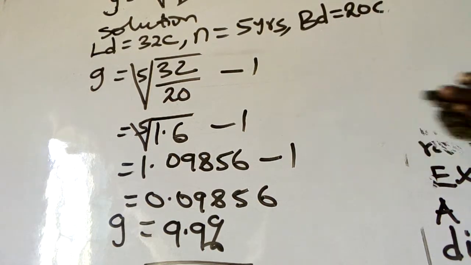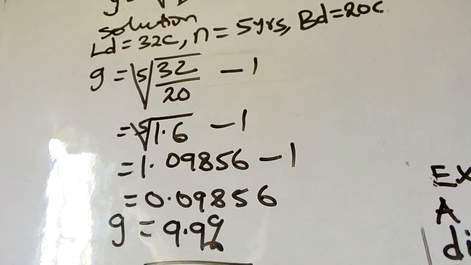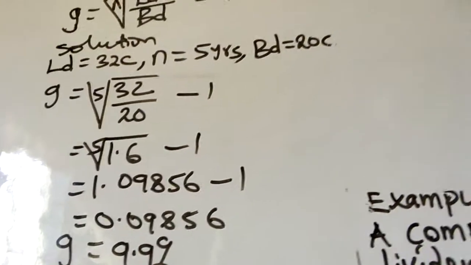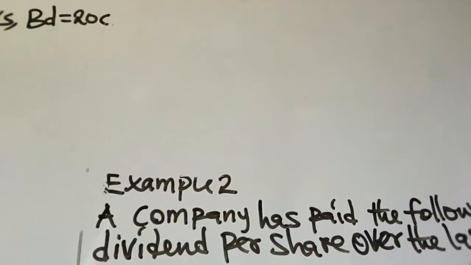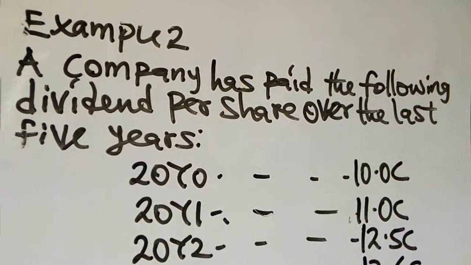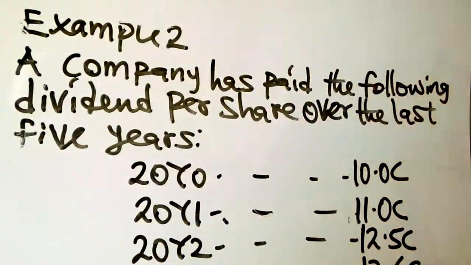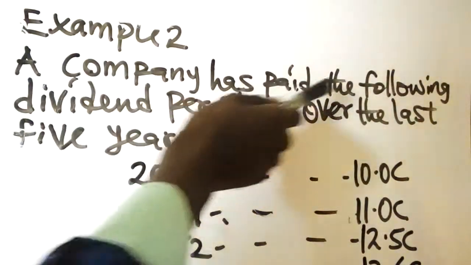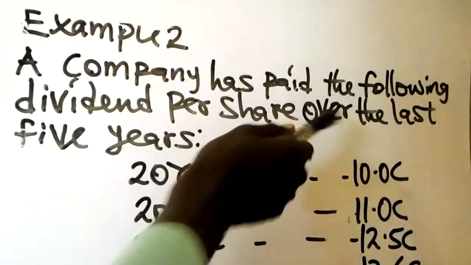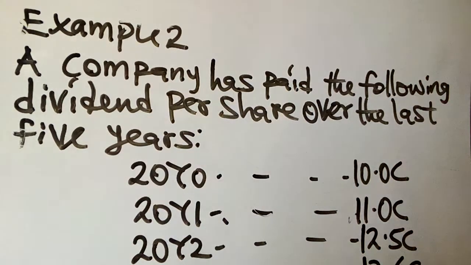We want to take another worked example. Example 2. You were told that a company has paid the following dividend per share over the last 5 years.